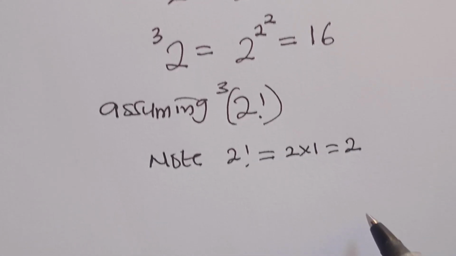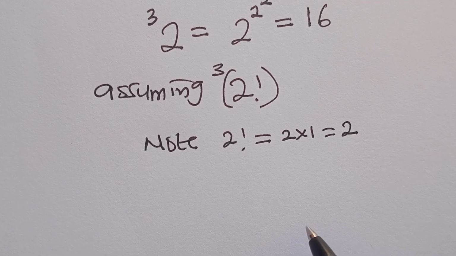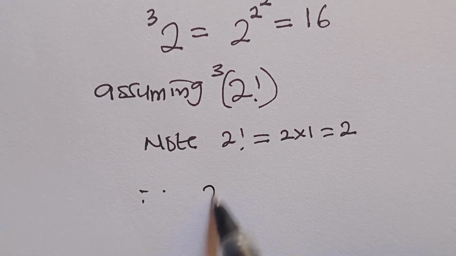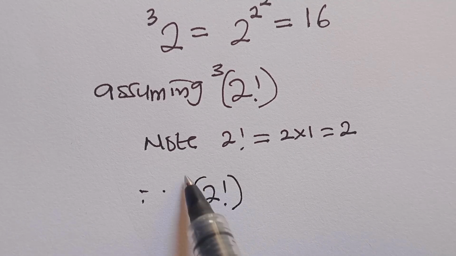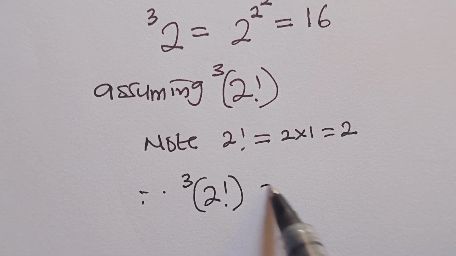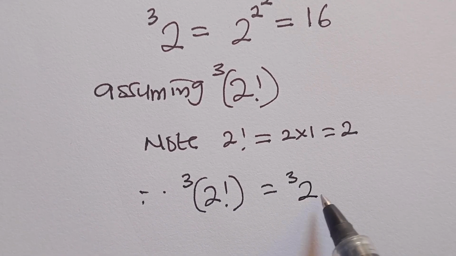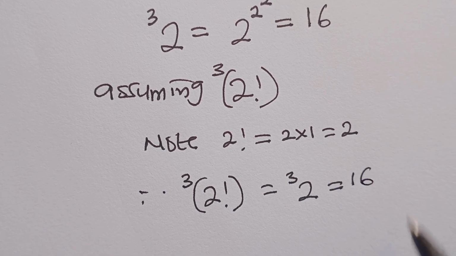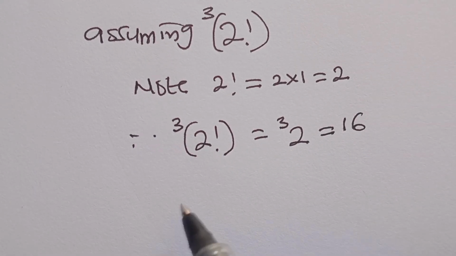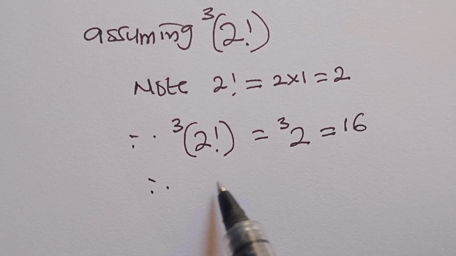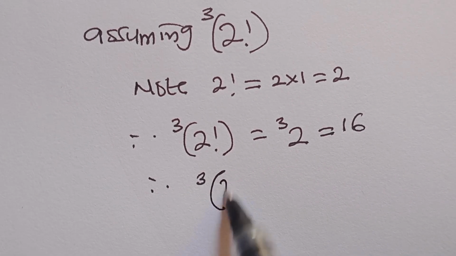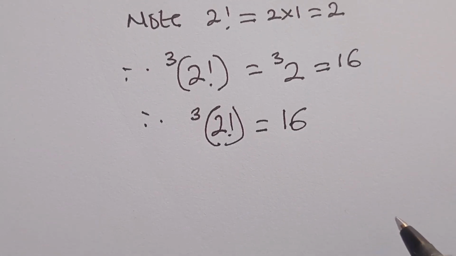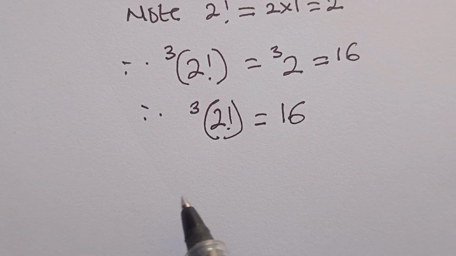So that means we will now be having 2 theta 3, and 2 theta 3 will simply give us 2 raised to power 2 raised to power 2. Meanwhile, 2 factorial theta 3 will now be, since 2 factorial is 2, that's 2 theta 3, which is 16 from our previous calculation. So therefore 2 factorial theta 3 is simply 16. That's from our first assumption.